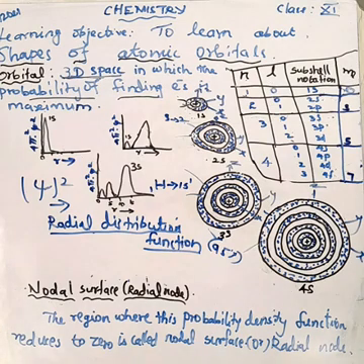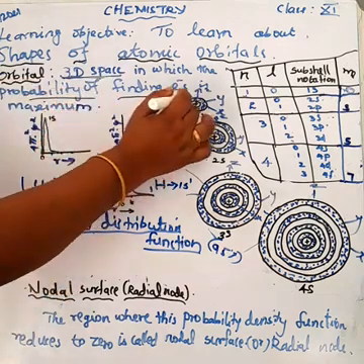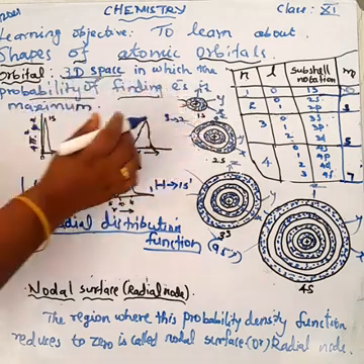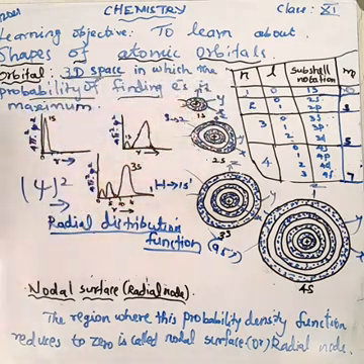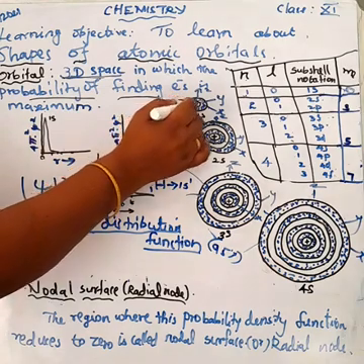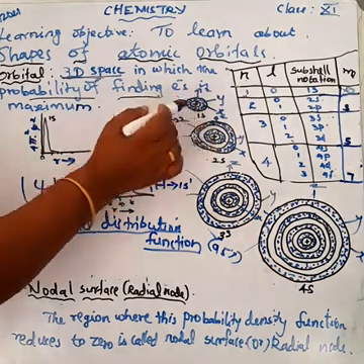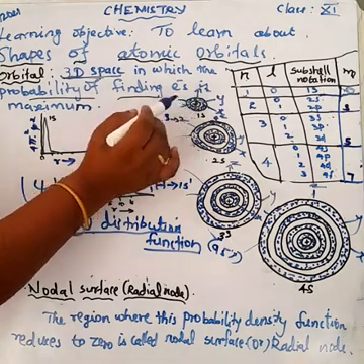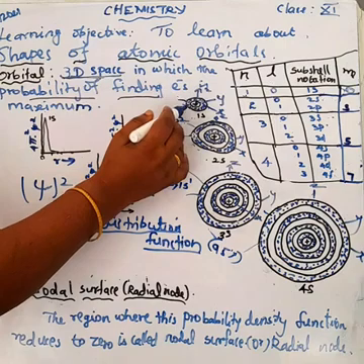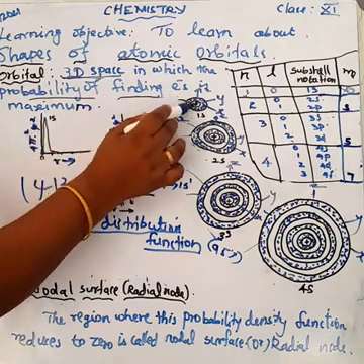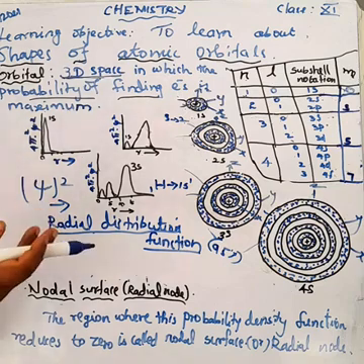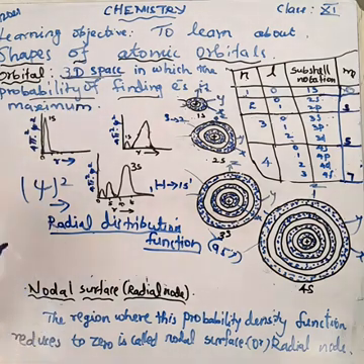This is the 1s orbital. The electron is very close to the nucleus. The nucleus has a positive charge and the electron has a negative charge. The positive charge always attracts the negative charge. Opposite charges always attract each other, and the same charges always repel each other.